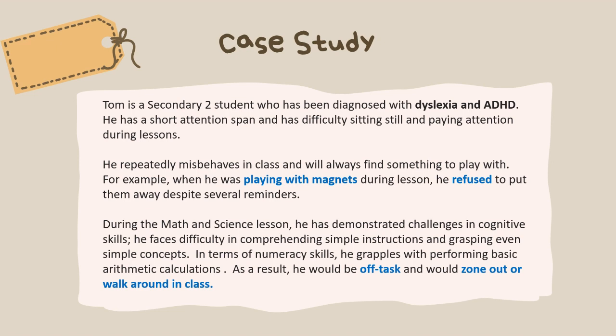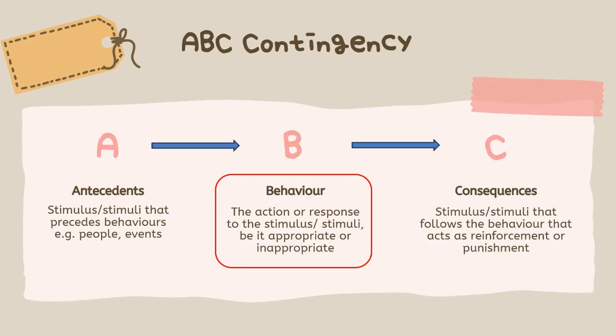During math and science lesson, he has demonstrated challenges in cognitive skills. He faces difficulty in comprehending simple instructions and grasping even simple concepts. In terms of numeracy skills, he grapples with performing basic arithmetic calculations. As a result, he would be off task and would zone out or walk around in class.